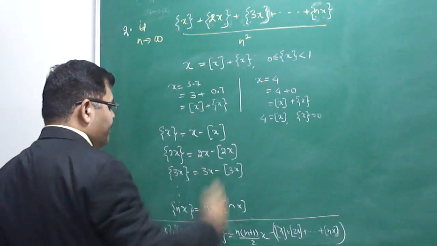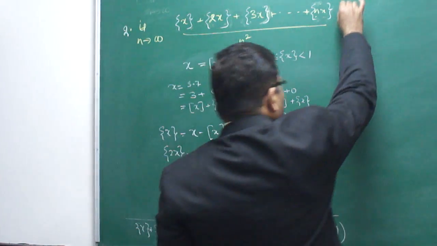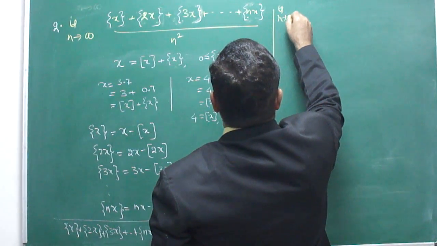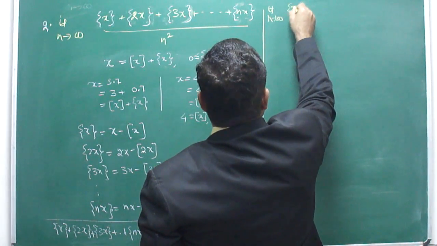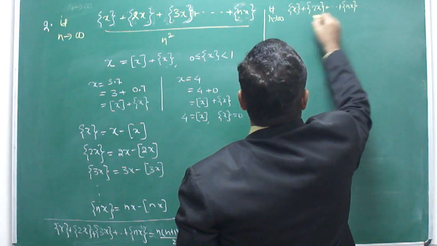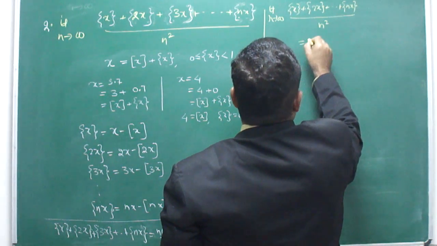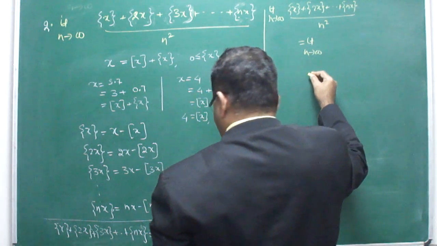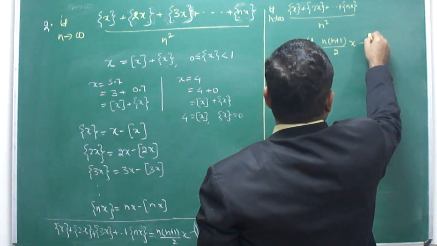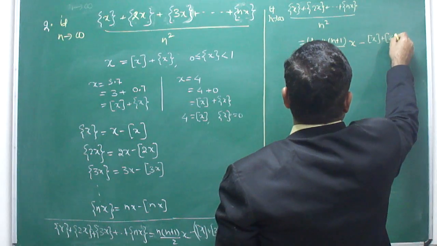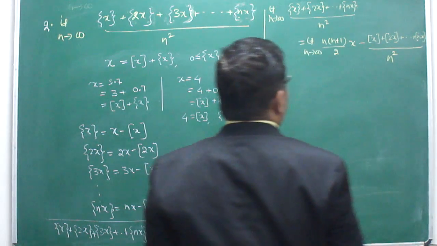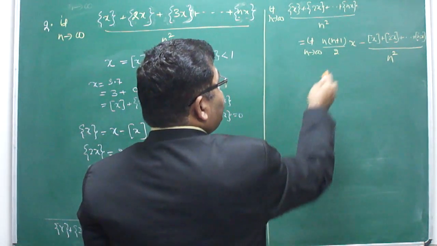Now think about this question. This fraction part is divided by n square. So in a similar fashion, I need to divide the whole thing by n square and take the limit n tends to infinity. This plus this fraction part up to nx, fractional part divided by n square, will enable us to write the limit n tends to infinity of n into n plus 1 by 2 into x minus integral part of x plus integral part of 2x plus up to integral part of nx, whole divided by n square. Now this is what comes.